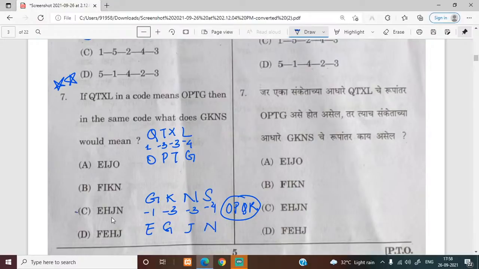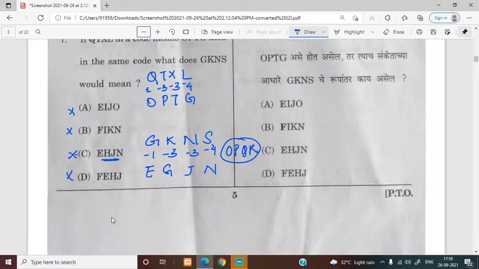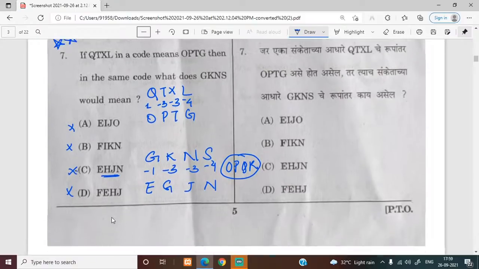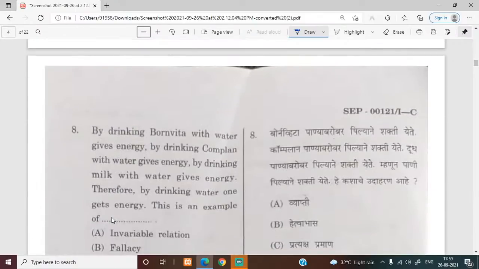What is the right answer? E, G, J, N. But none of the options has this as the right answer. The closest is this one, but it is also not correct because none of the options are right. So in this question, you can raise objection. The examination should give you marks. Okay. So in this question, you can raise objection. None of the options are correct. This is an incorrect question.